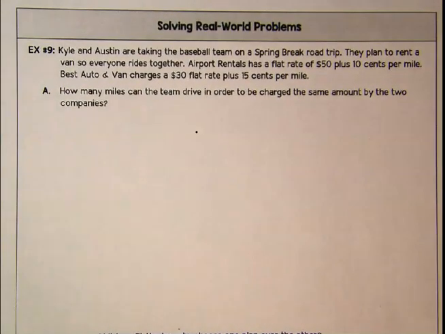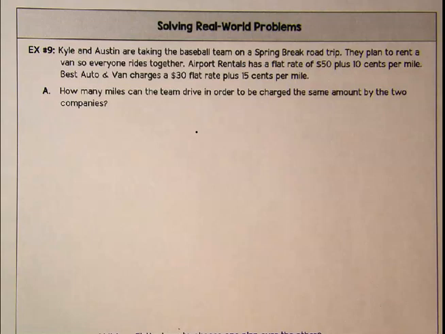So example 9, it's a word problem. This is how you might see it. I don't think this one's too very difficult. It says Kyle and Austin are taking the baseball team on a spring break road trip. They plan to rent a van so everyone rides together. Airport Rentals has a flat rate of $50 plus 10 cents per mile. Best Auto and Van charges $30 flat rate plus 15 cents a mile. How many miles can the team drive in order to be charged the same amount by the two companies?